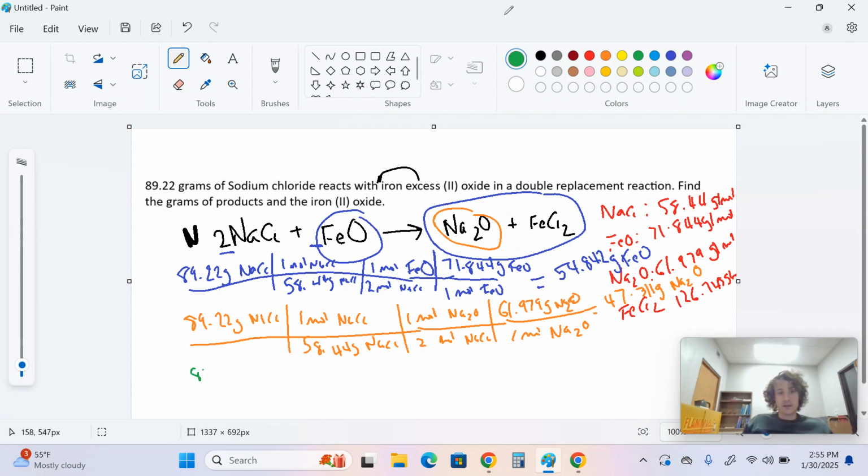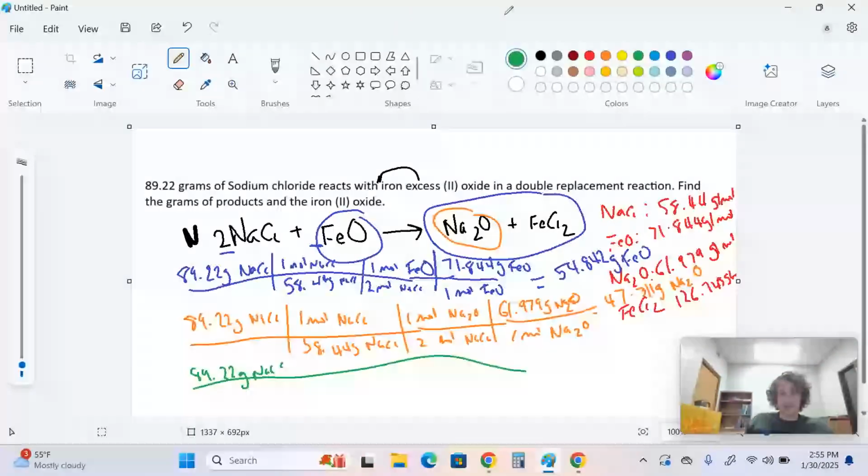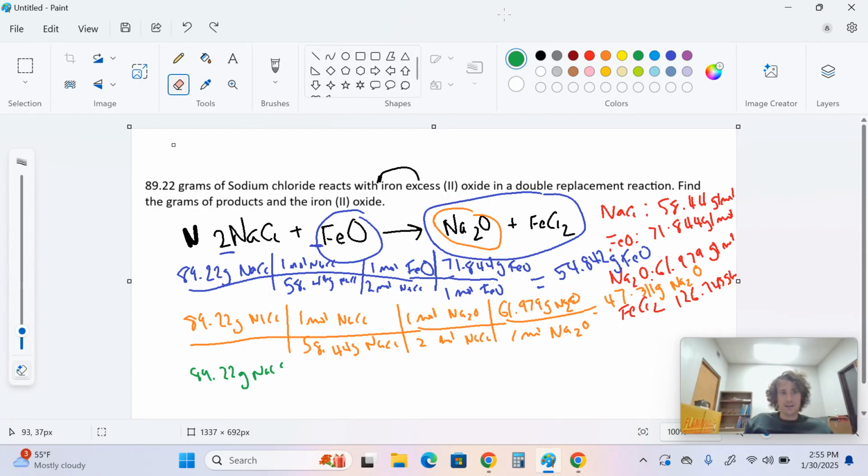Same thing, 89.22 grams of sodium chloride. Oh my god, that was horrible. Let's try that again. Actually, aha, look at that. Fancy. All right, anyway, back to that. Not the best fence, but we'll make it work. It'll keep the cows in.